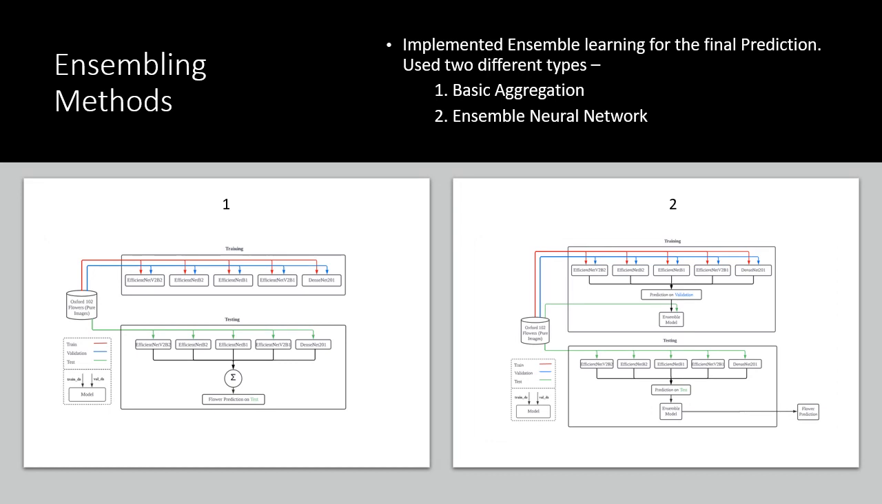Methods for ensembling. One was a basic aggregation of the probabilistic outputs, and the other was building a neural network to make the final prediction based on the outputs of the 5 best pre-trained models. We will first talk about the aggregation model.